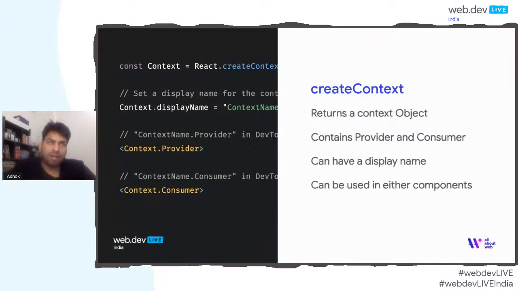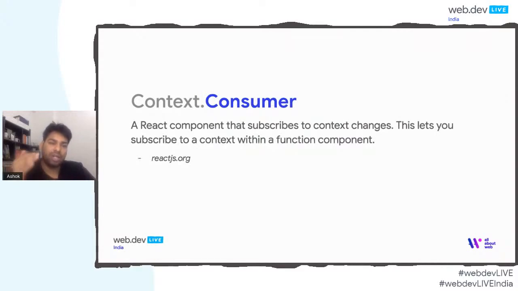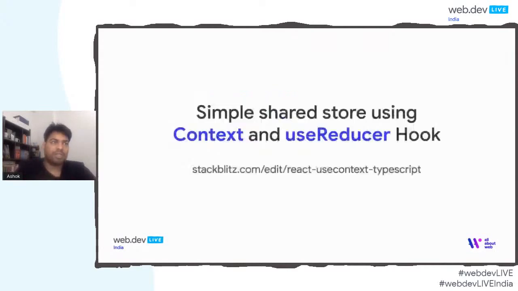The createContext method actually returns a context object which contains a provider and a consumer, and it can also have a display name, which is very helpful when you're using React DevTools. It can be used in either a class component or a function component. In both component types, you can use context. As I mentioned, you get Context.Provider, which lets you subscribe to those specific changes, and similarly a consumer which re-renders on any context changes.